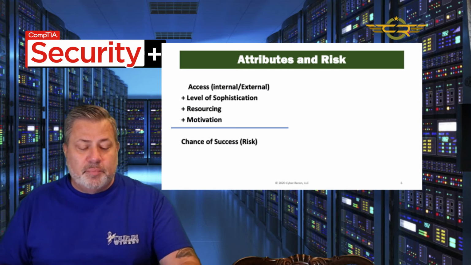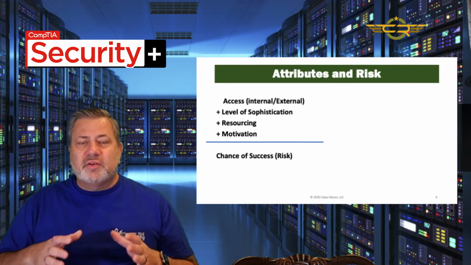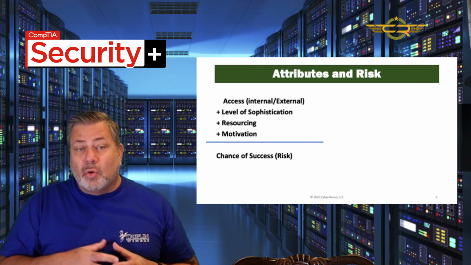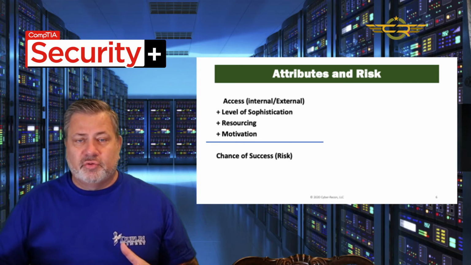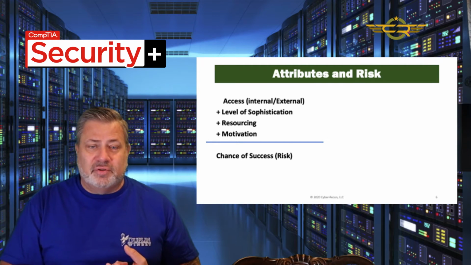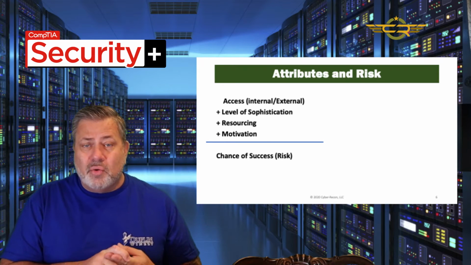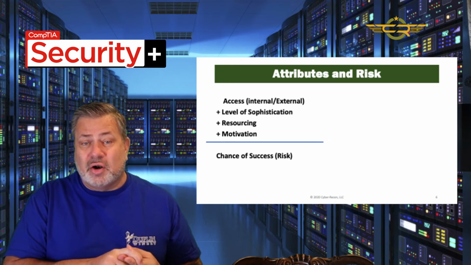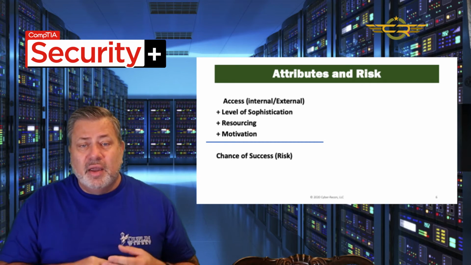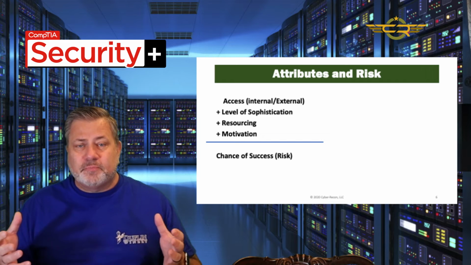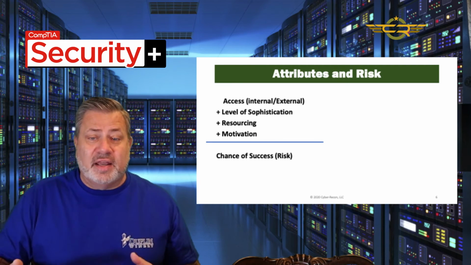So if we put it all together, right, we can look at these things and we're going to say the chance of success or the risk to the organization, if we're looking at this from a risk-based approach, right? So what's our access level, right? Are we internal or external? What's our level of sophistication? How technologically sophisticated are we? What resourcing do we have? And what level of motivation do we have? We add those all up. We come up with the cumulative sum of that, and that's our chance of success.